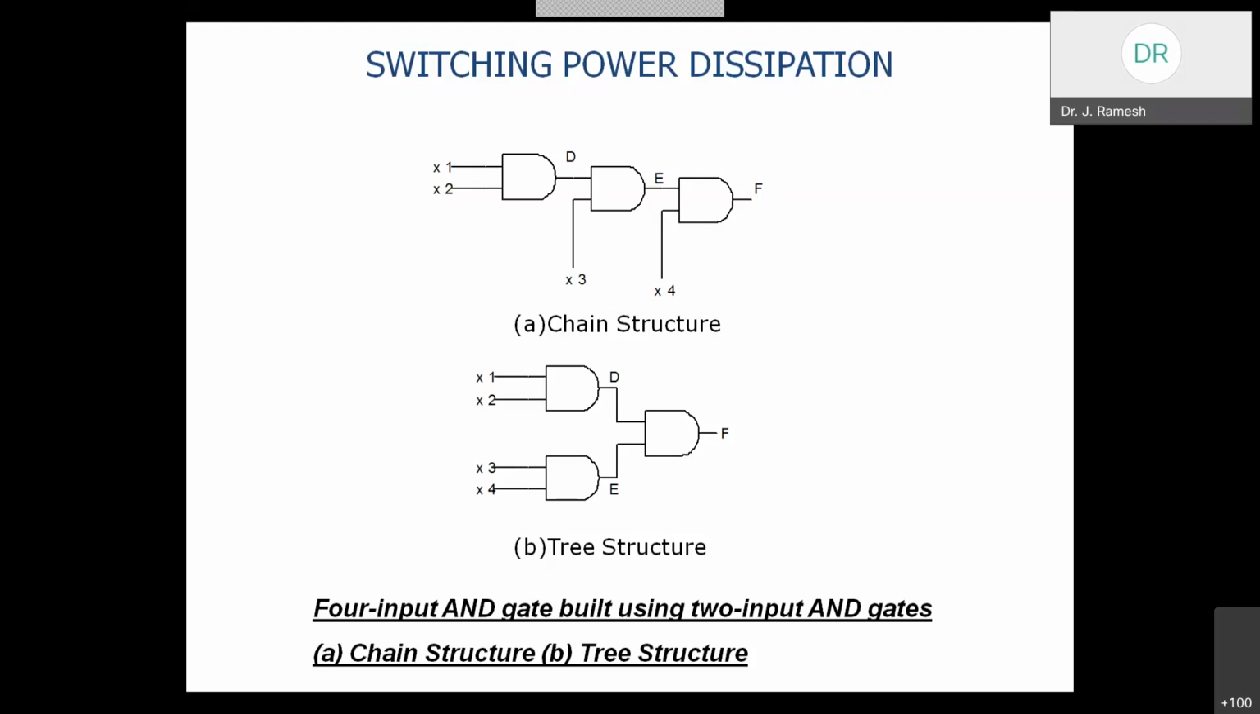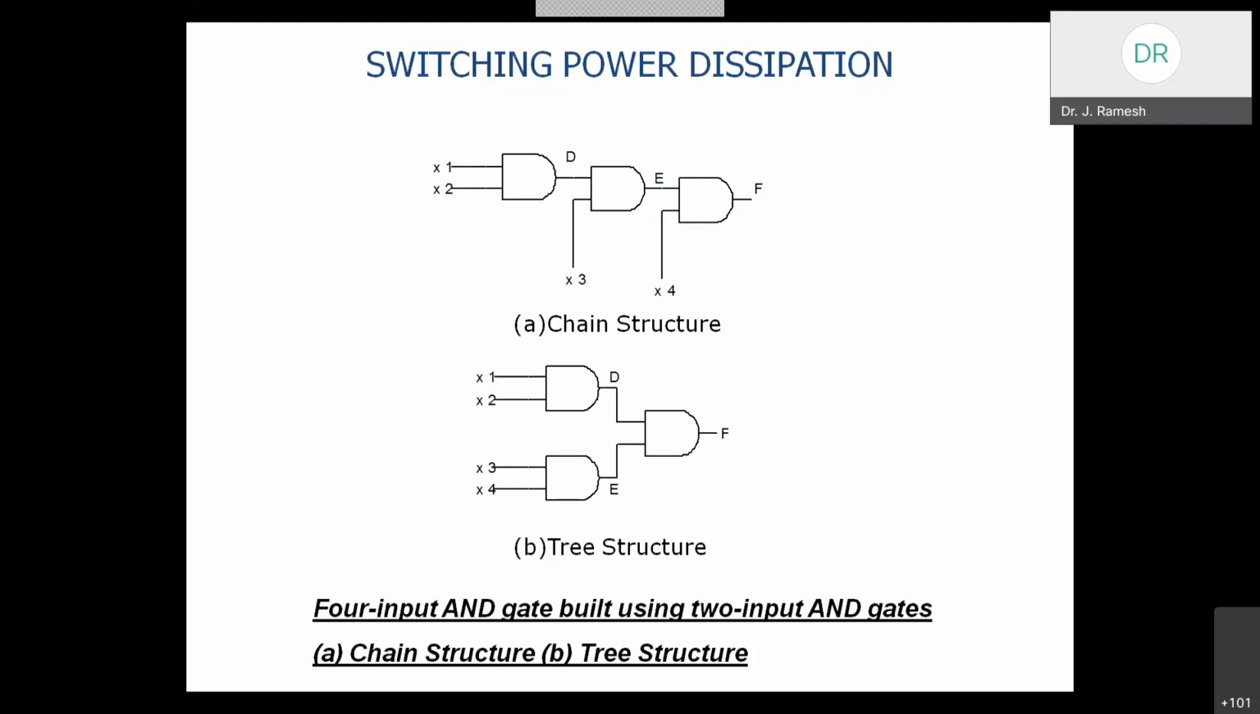Similarly, if you consider the point F of the chain structure, again for the 4 inputs, out of the 16 combinations, for one case the output will be 1. For the remaining 15 cases, the output will be 0. So if you want to calculate the switching activity factor there, it will be 1 by 16 into 15 by 16 plus 15 by 16 into 1 by 16, which will be 15 by 256. That is the switching activity at the point F. Again, we'll come back to the next structure, that is the tree structure.